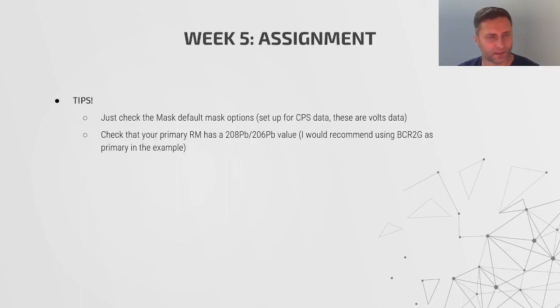And the other thing is just to check to make sure that the primary reference material that you're using actually has a 208, 206 value in it. And in this case, in the example data, I'd recommend using BCR2G as the primary for your example data.